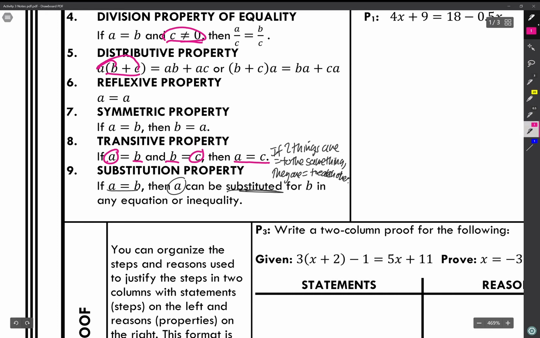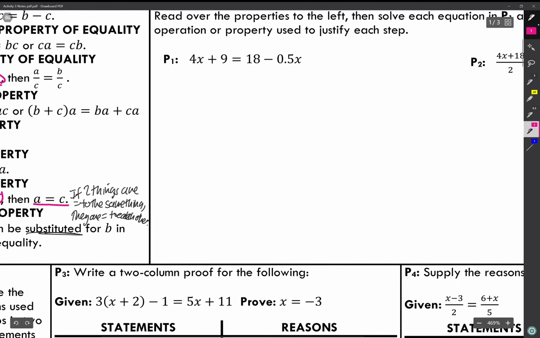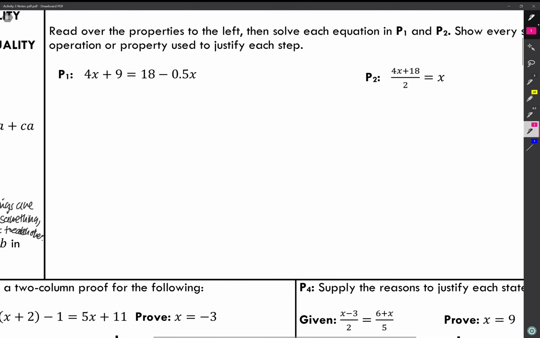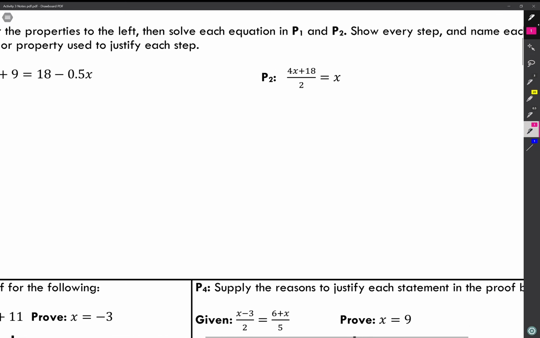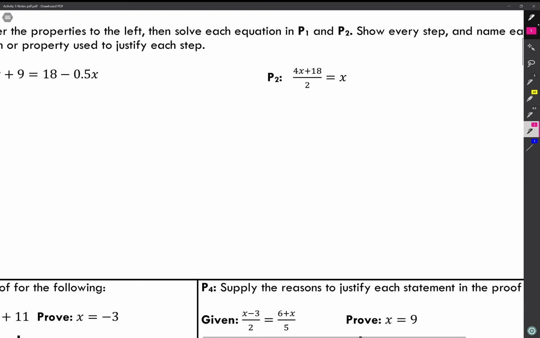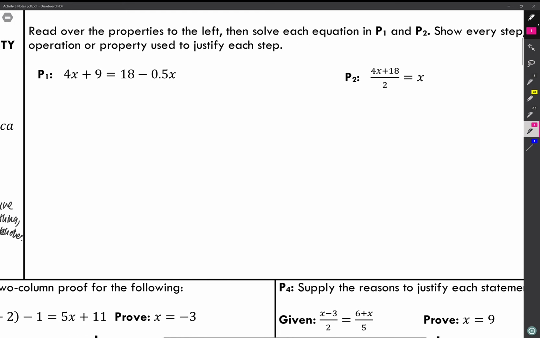Okay, so let's look back at P1. For P1 and P2, it wants us to read over the properties to the left, then solve each equation in P1 and P2. We want to show every step, and I mean every step, don't skip any steps, and name each property used to justify each step. So the first thing I'm going to do is go ahead and solve the equation in P1 first, and then we'll go back and write the properties that we use to solve each step.